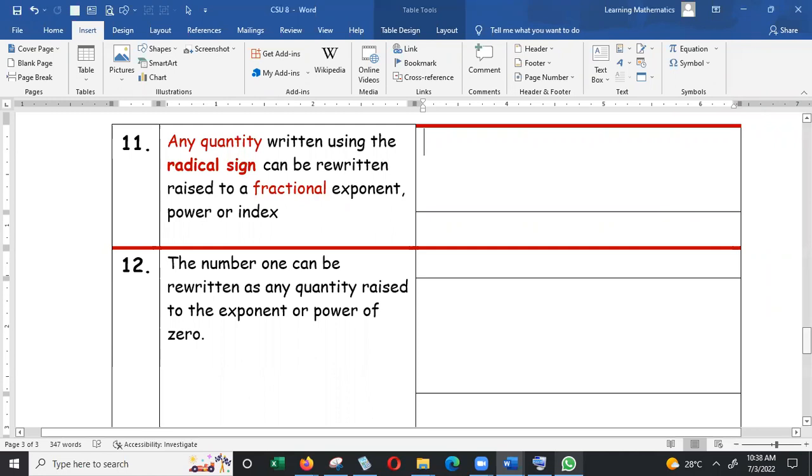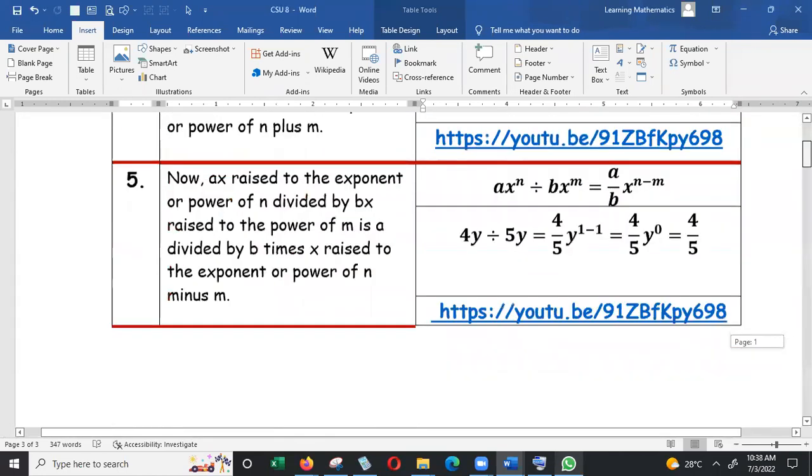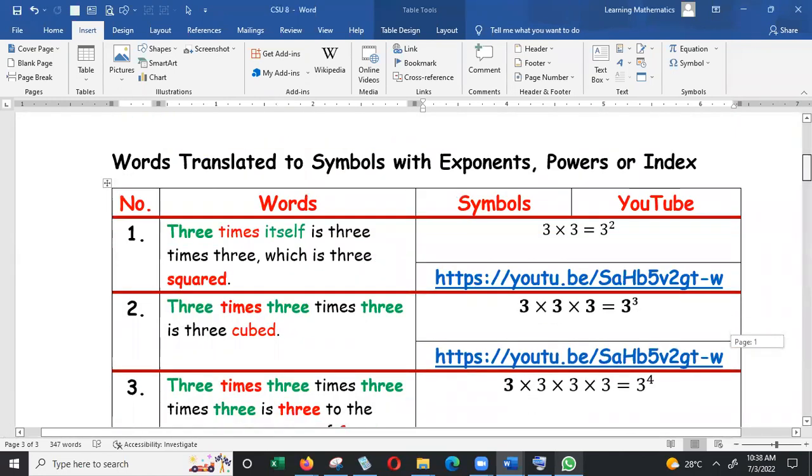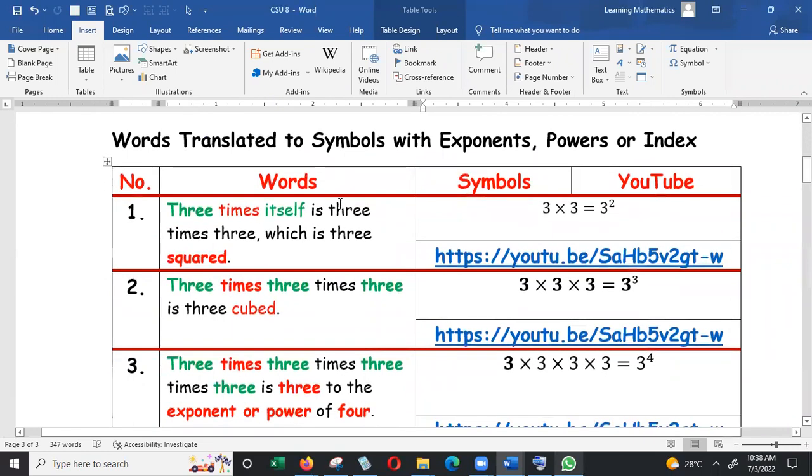Please take out your pen, your pencil, and your paper to start writing. Okay, we are going to continue words translated to symbols with exponents, powers, or index. Another word for exponents is powers. Another word for powers is index. So routinely, you have to use pen and pencil and paper anytime you are looking at a math video.